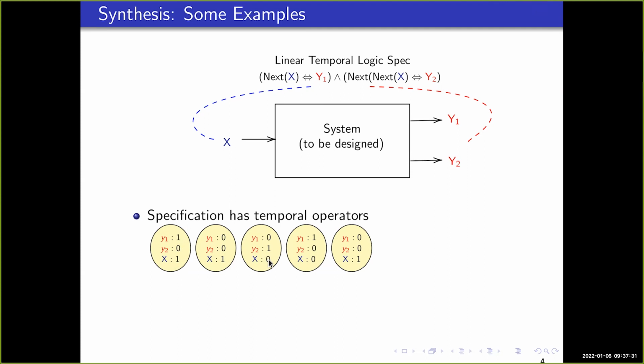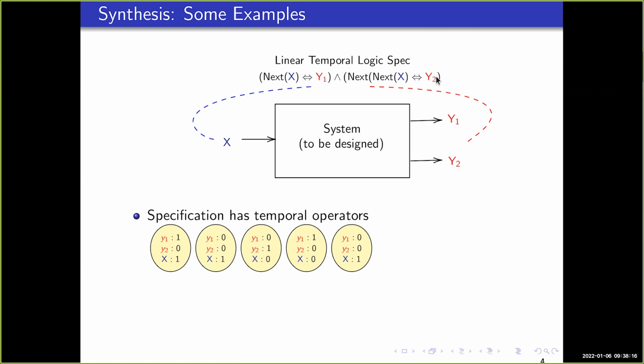But if this is 0, then y2 here should match x in the next step. So this y2 should be 0. And this y1 should match x 2 steps down the line. So if that is 0, then this will be 0. Similarly here, y2 matches 2 steps down the line and y1 matches 1 step down the line. This y2 matches x 2 steps down the line, y1 matches x 1 step down the line. And this y1 matches x 1 step down the line, y2 matches x 2 steps down the line. So as I said, this is really an infinite sequence. I've just taken a snippet and I'm showing you the snippet. So, is this clear?